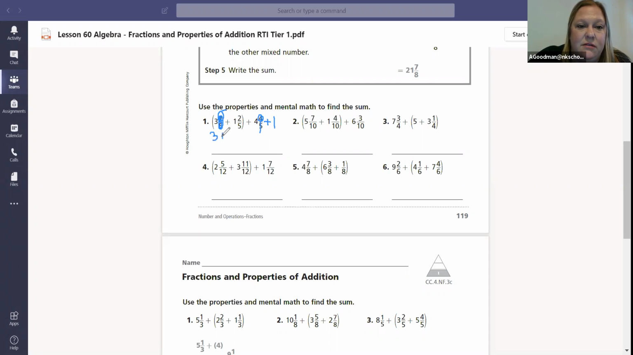I'm going to not think about the fraction right now. 1, plus 4, plus 1. And then all I have left to add at the end is my mixed number. That's the only thing left over, 1 and 2/5. So, 3 plus 4 plus 1. 3 plus 4 is 7, 8, 9 is 9. And now I have my 2/5.